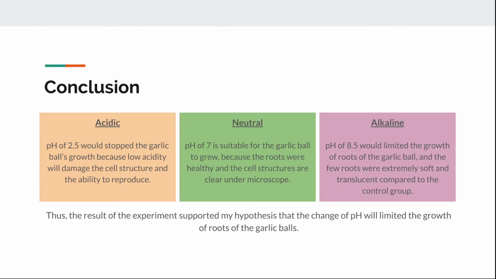The garlic bulb that grew under alkaline condition produced few roots that are very weak and have partially destroyed cellular structure by the basic condition. And as the chemical also impacts the cellular structure, the imaging is not clear.